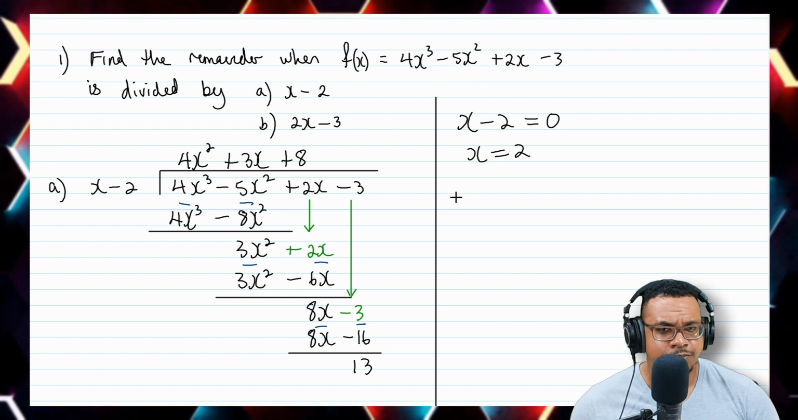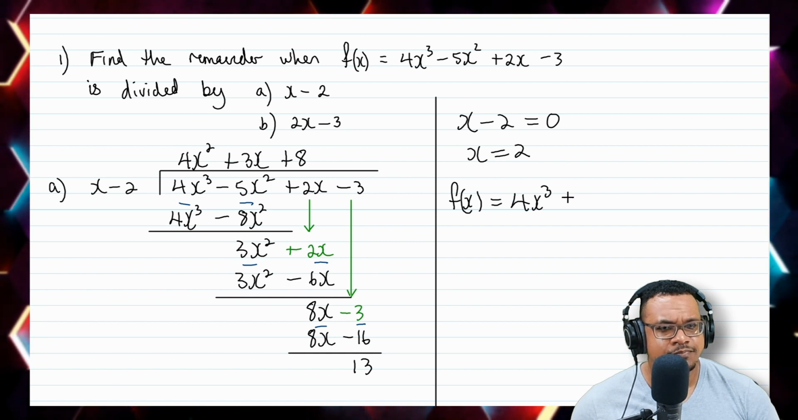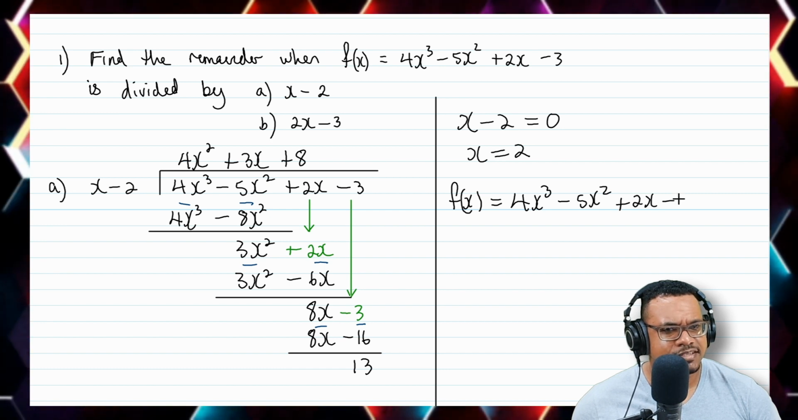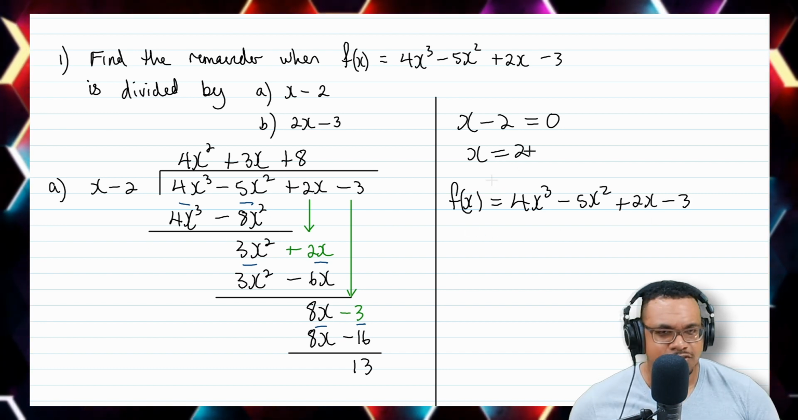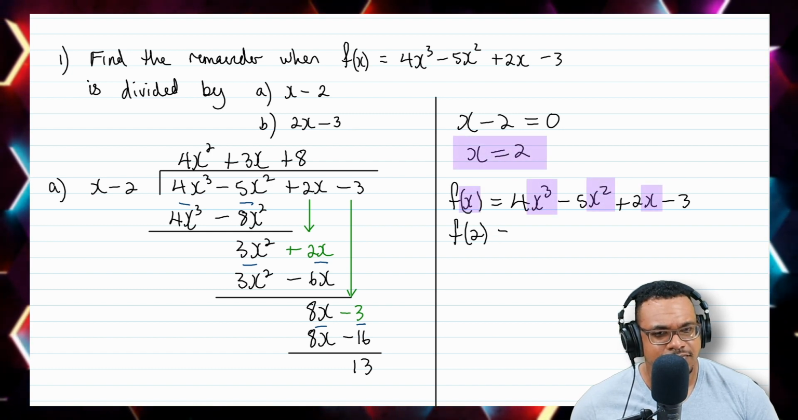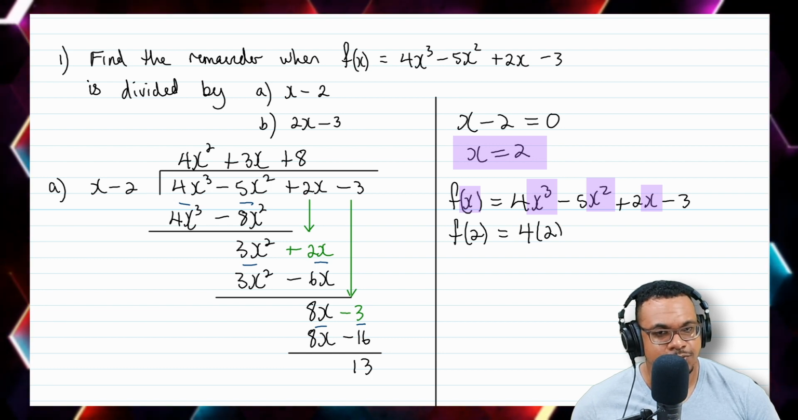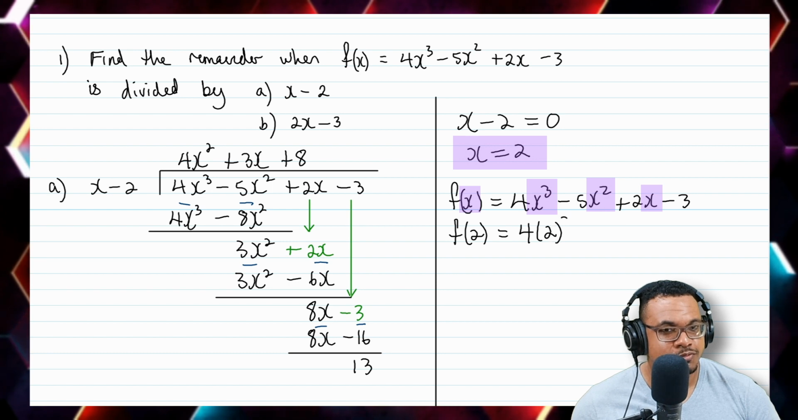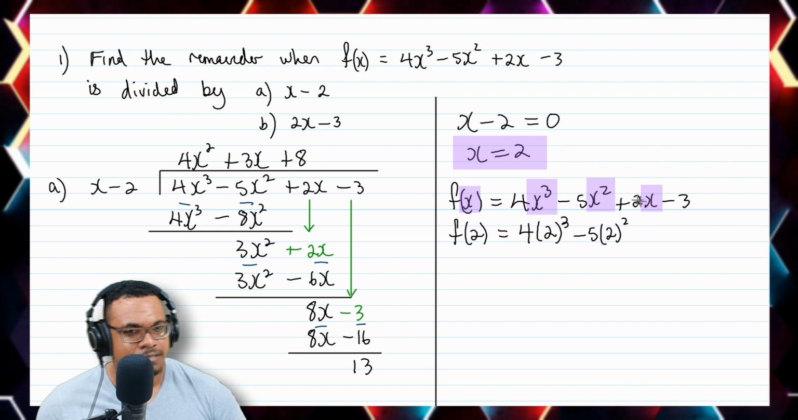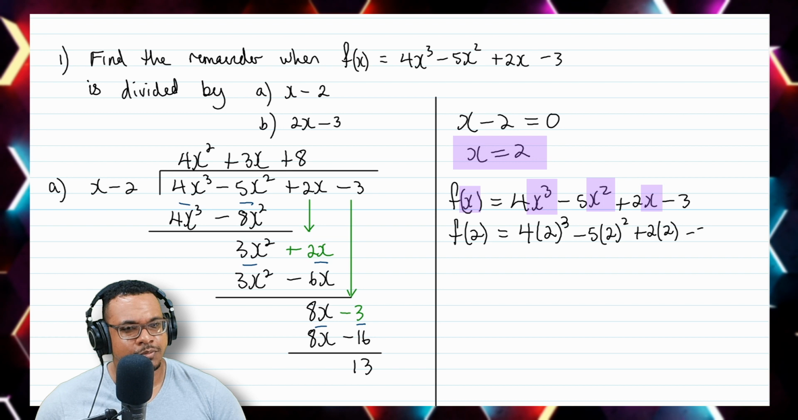So I'm going to write out the dividend, which is f of x is equal to 4x cubed, take away 5x squared, plus 2x, take away 3. So now to substitute the 2 into this polynomial, we'll have f of 2 is equal to, see I replace the x with 2. So everywhere you see an x, you replace it with the 2. So x cubed, we're going to have 2 to the power 3. Take away 5x squared, so we're going to have this 2 to the power 2 here, plus 2x, so that's plus 2 times x, so 2 times 2, take away 3.